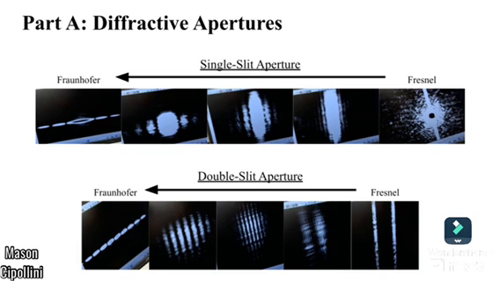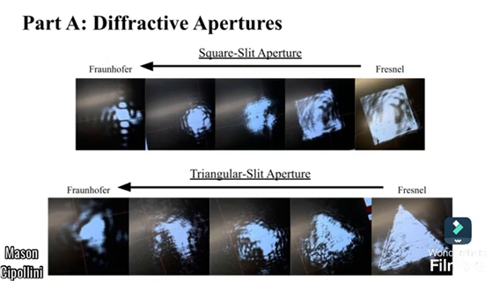For the single-slit aperture, we saw near ring-like fringes appear and then turn into a single line where it heavily saturated in the Fresnel. The double slit seemed to produce double the initial fringes, where they would begin to converge until becoming two lines in the Fresnel. For the square slit, the Fraunhofer showed a crosshair-like pattern and then became a solid square in the Fresnel, where the triangular slit created a similar pattern but with triangular geometric properties.